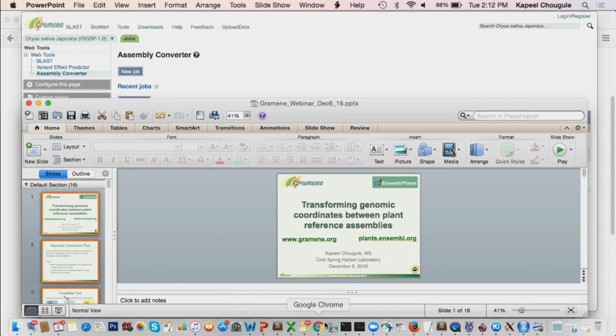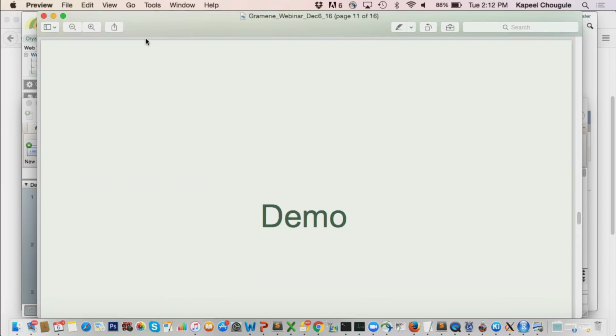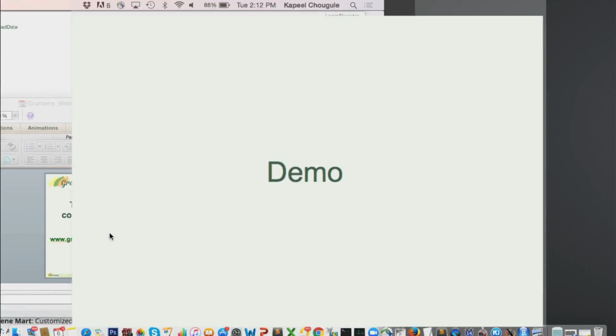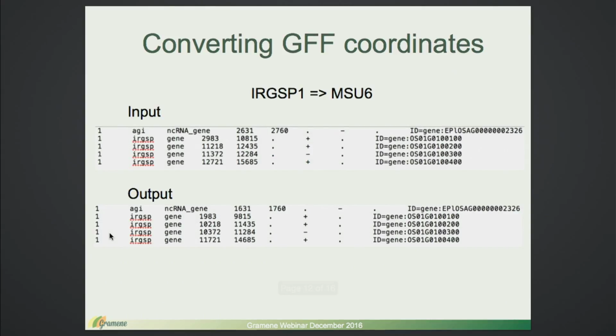So for the results, if you can see the input that I used for the demo, it basically was an IRGSP coordinate GFF file. So this was a small test file. Now after running the assembly conversion tool, this got converted to the MSU6 coordinates. So columns 4 and 5 represent the genome feature coordinates, and they are converted to the MSU6 coordinates.